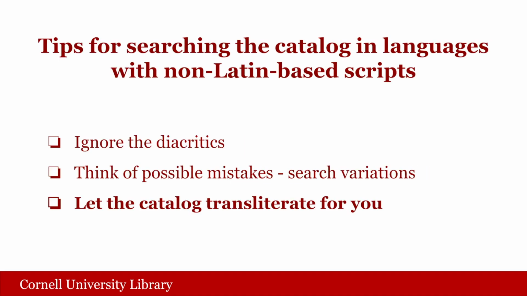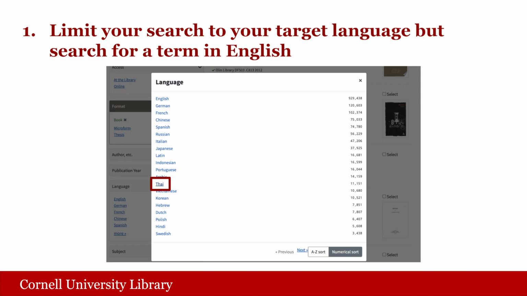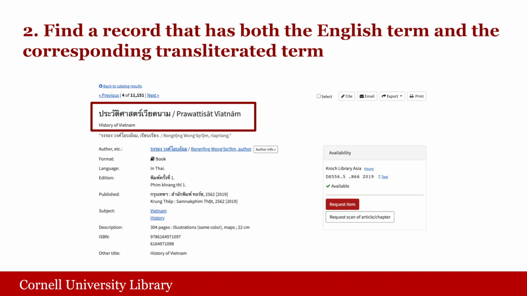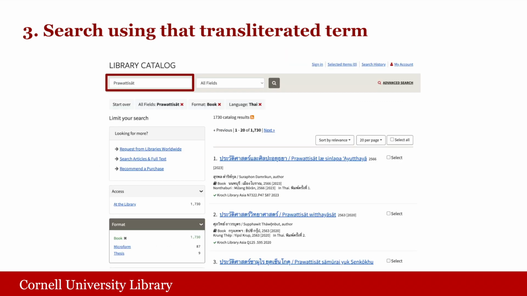You can often skip the process of transliterating terms yourself by limiting your search to your target language in the library catalog, but searching for a term in English. Look through the search results to find a record that has both the English term and the corresponding transliterated term. Copy the term and paste it in another search for more results. This works because sometimes titles are translated in the record, or the search term ends up as a subject term in the record.